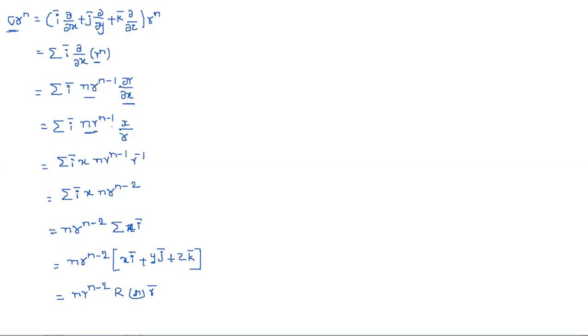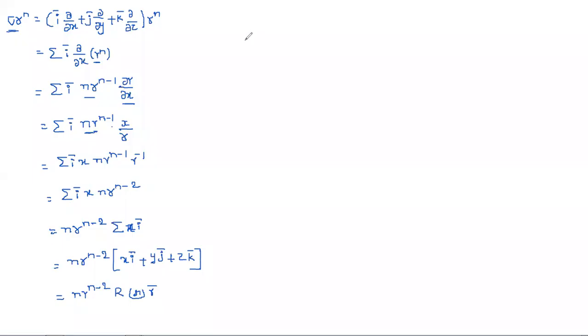Yes, without summation also you can calculate. Nothing will go wrong. You can take all these things the same as they are, and you will get them. Suppose you are not taking summation, you will get plus j into dou by dou y of r power n plus k into dou by dou z of r power n. And next step, plus j into n into r power n minus 1 dou r by dou y plus k into n into r power n minus 1 dou r by dou z. Like that you can also calculate, nothing will go wrong. So you can apply summation or directly do it, any one of the ways you can follow.